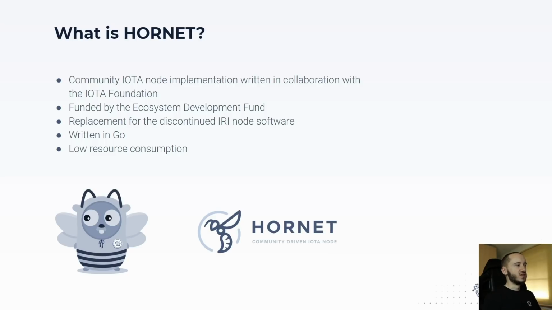So with this 0.4 release, Hornet now also became the replacement for IRI, which was the previous main node software. And Hornet itself is written in Go, and it tends to have very low resource consumption. On the bottom left, you see our mascot, which is a typical gopher, as you would have in any Go programming language project. And on the right, you have our more corporate logo.